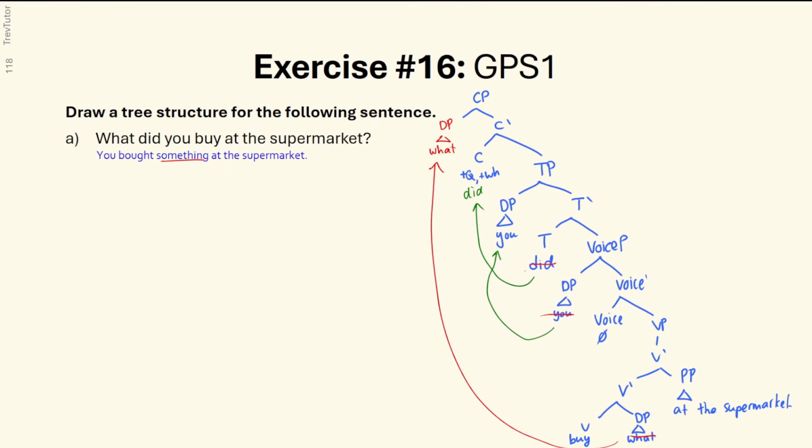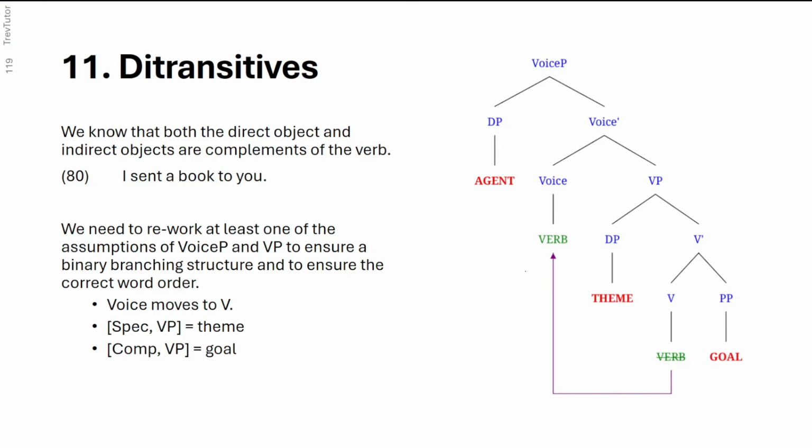Now, to finish this video and course, we're going to briefly talk about ditransitives and then raising and control verbs. So ditransitives have two forms. You can say either I sent a book to you or I sent you a book. And there's going to be slightly different analyses depending on which form we take.